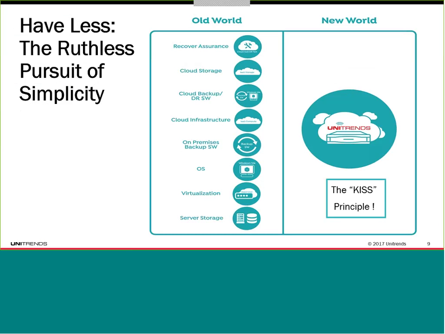Let's talk some more about the old world. The old world: recovery assurance, cloud storage, cloud backup, disaster recovery software, infrastructure, on-premise backup software, operating system, virtualization, server storage. Let's talk about the KISS principle on the right. All of that is in Unitrends, in one box. Okay, let's go through the check boxes a little bit. So the bottom line is that we're bringing it all together for you.